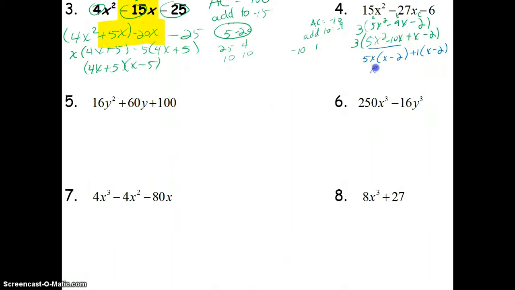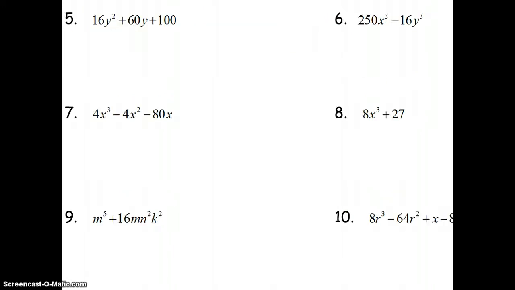From there, we factor out an x minus 2, and we use 5x plus 1. And then we cannot forget about our GCF that we pulled out at the very beginning, 3, and that is our final answer.